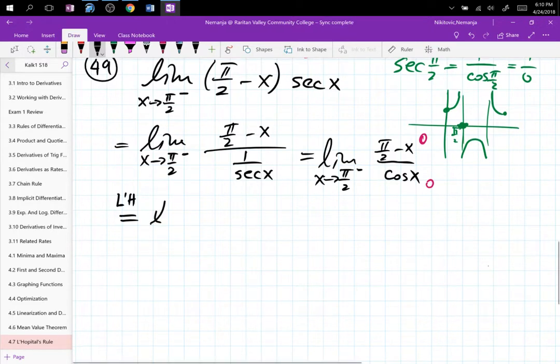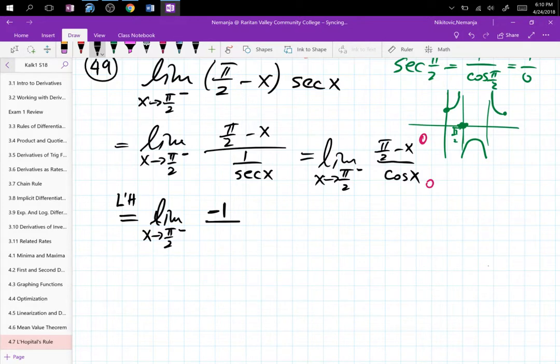We have limit x goes to pi over 2 minus. When you take derivative on top, you get negative 1, right? Derivative of pi over 2 is 0. Derivative of negative x is negative 1. And then derivative of cosine is negative sine. So these negatives now cancel. When you plug in pi over 2, you get 1 over 1, which is 1. Negatives canceled.